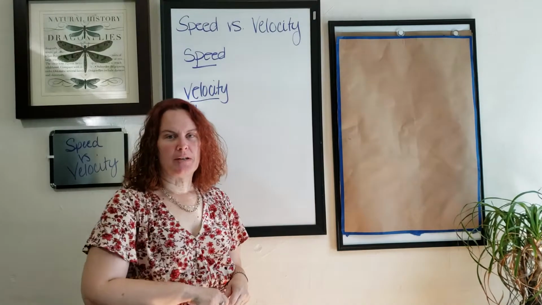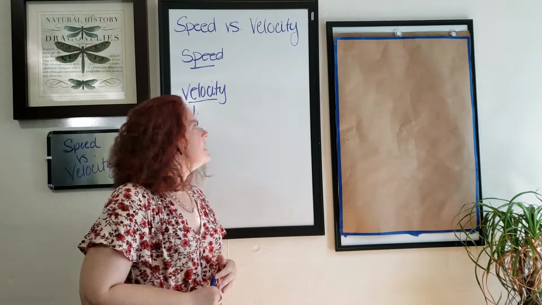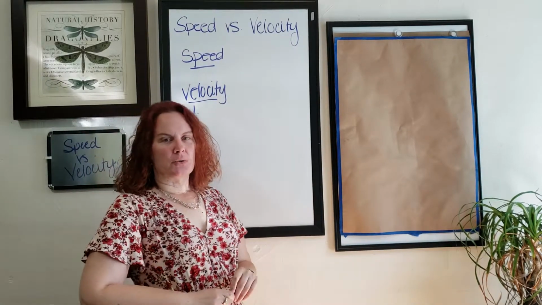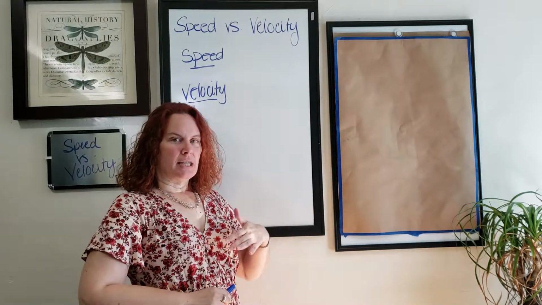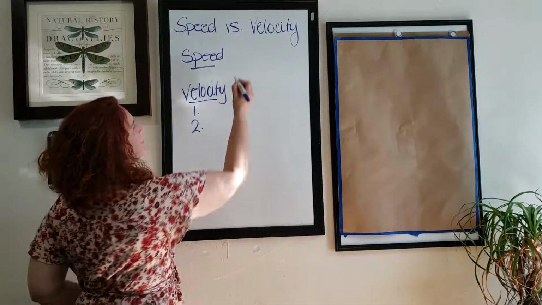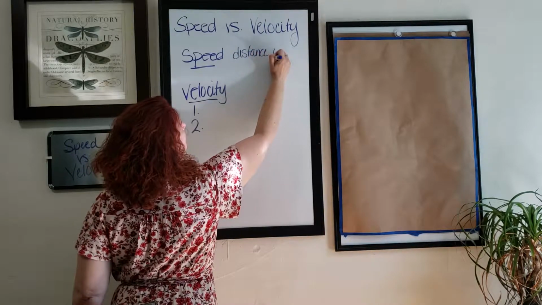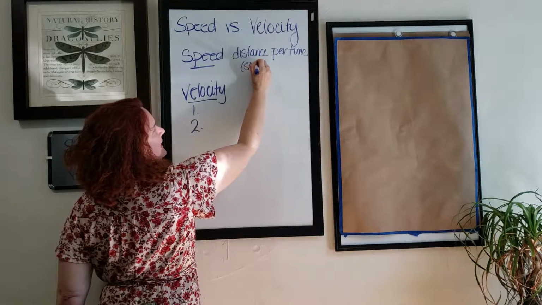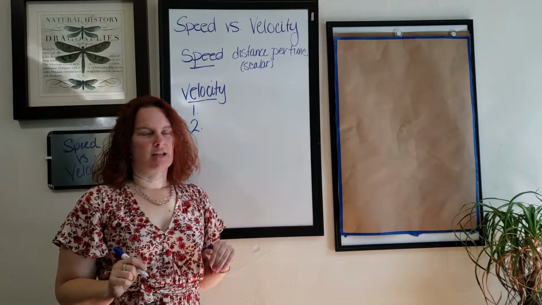Remember, we had already talked about speed and velocity and the difference between vector and scalar quantities. Speed is a scalar quantity, and remember that is just going to tell us the rate that we're moving. So that is the distance traveled per time, which is scalar.